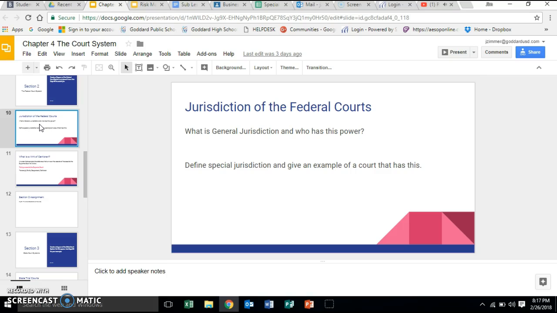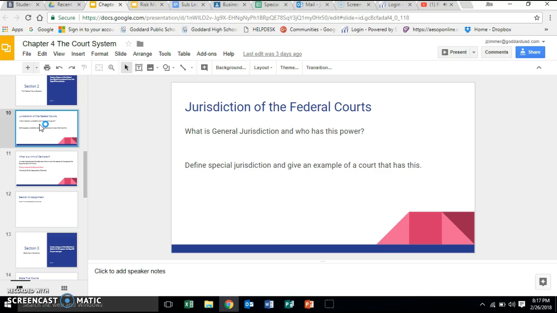And so they have special jurisdiction just to hear those specific types of cases. They don't hear anything else. Okay? So then, after we get that done, your trial courts at the federal level are the federal district courts. So they're going to be the first to hear a case at the federal level.